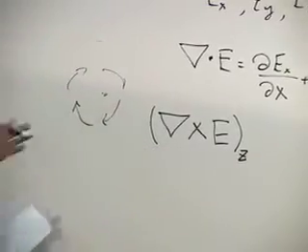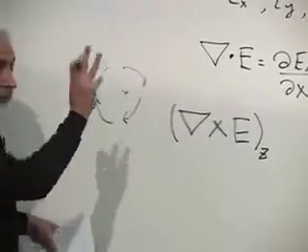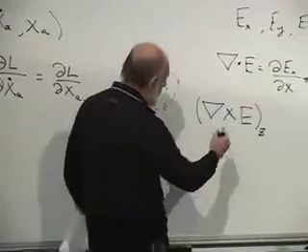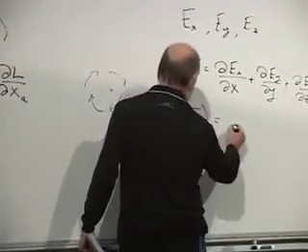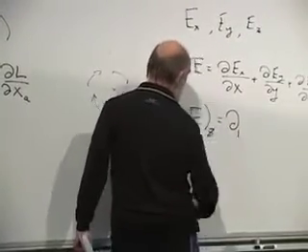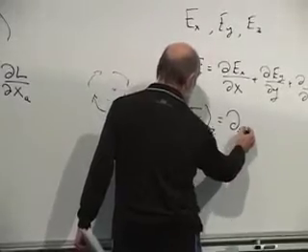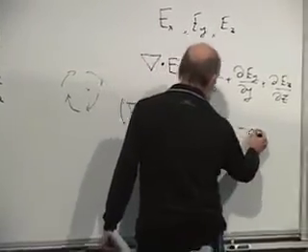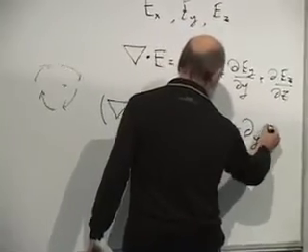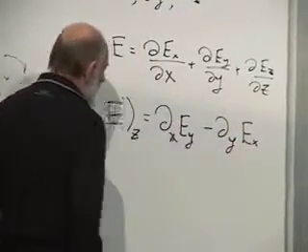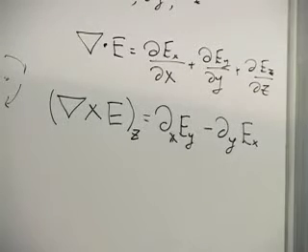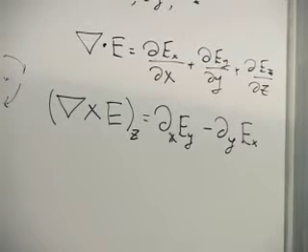Obviously, we could also think about the tendency to circulate around the x-axis or the y-axis. That's why there's three components. And this is given by the x derivative of the y component minus the y derivative of the x component. That's the z component of the curl. And as I said, it represents the tendency of the field to wrap around that direction like that.